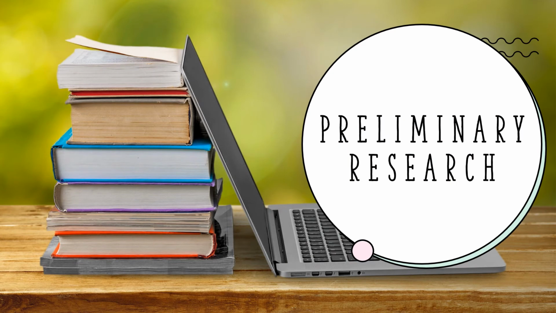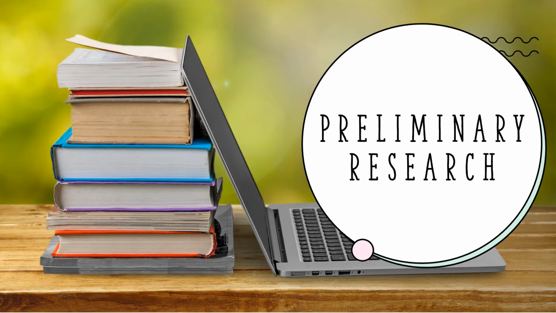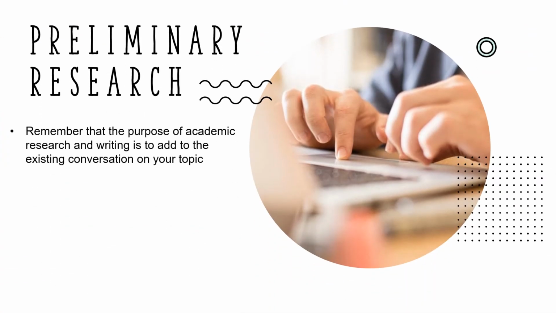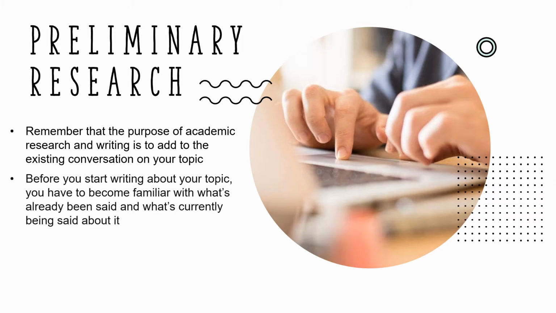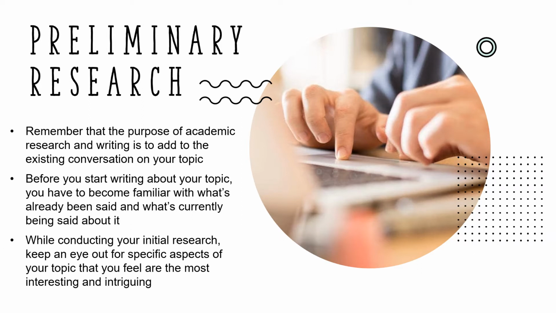Once you've chosen a topic, the next step is to do some broad preliminary research on your topic. Remember that the purpose of academic research and writing is to add to the existing conversation on your topic. But before you can dive in and start writing about your topic, you have to become familiar with what's already been said and what's currently being said about it. While conducting your initial research, you should keep an eye out for specific aspects of your topic that you feel are the most interesting and intriguing to you personally. This will help in the next step when it's time to narrow down your topic.